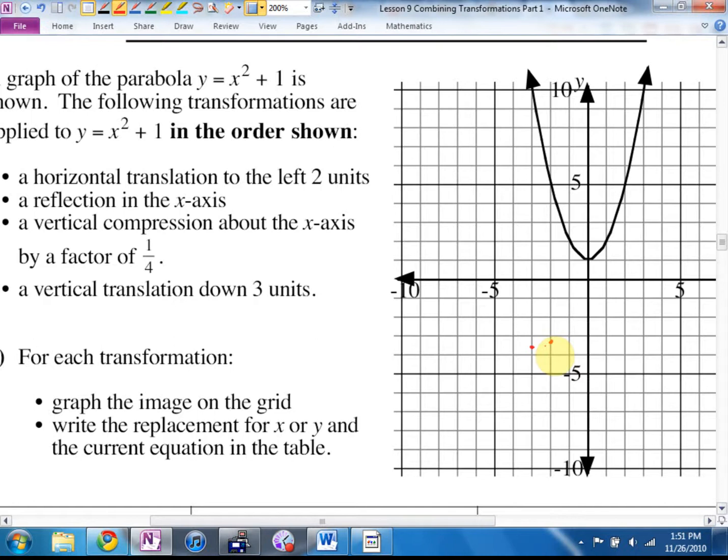I'll do this one to the right. To left. 1, 2. Reflect. Instead of 2 up, 2 down. And then vertically compress by 1/4. Instead of 2 down, half down. 1, 2, 3 down. Oh, I'm starting to get a little parabola-ish shape there. And this parabola should end up opening downwards because it did undergo a vertical reflection.